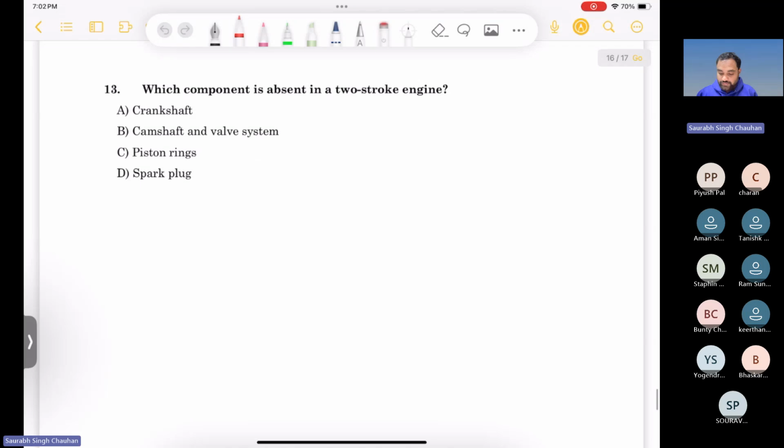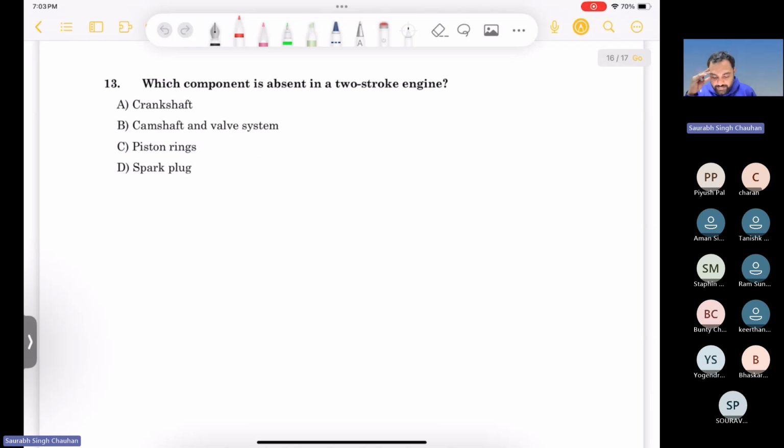Question number 13. Which component is absent in a two-stroke engine? Crankshaft, camshaft and valve system, piston rings, or spark plug? We have already discussed this many times in previous questions, that in a two-stroke engine we are using ports, not valves. So camshaft and valve system is absent in a two-stroke engine.